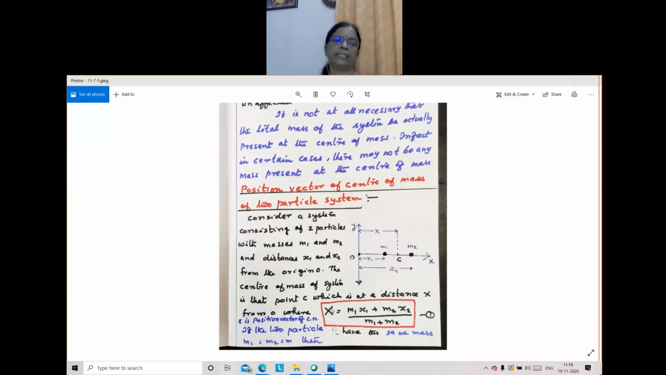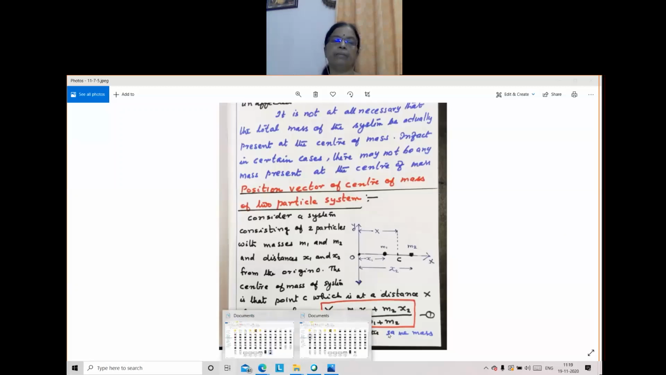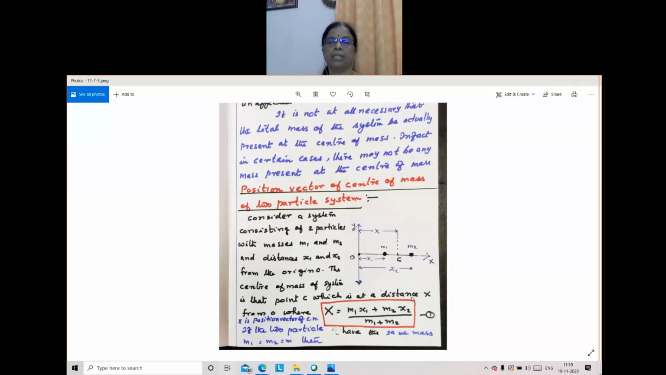What is x? x is the position vector of center of mass. Okay. And if the system is having a large number of n particles, what will be the formula? Can anyone tell? What will be the formula if the system is having n particles? Can anyone tell? This is for two particles.